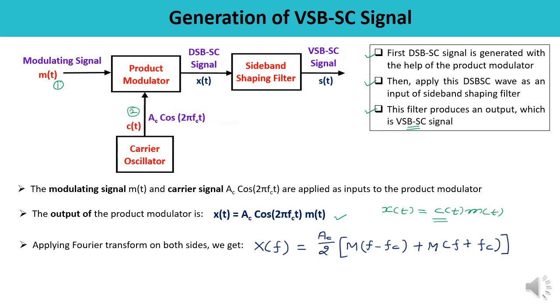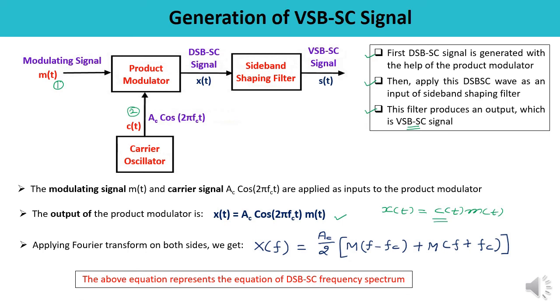This is actually the equation of the double sideband suppressed carrier frequency spectrum. One term is f minus fc, the lower sideband, and the next is the upper sideband, which is f plus fc. So it completely represents the equation of double sideband suppressed carrier, which is represented by x(t) over here.